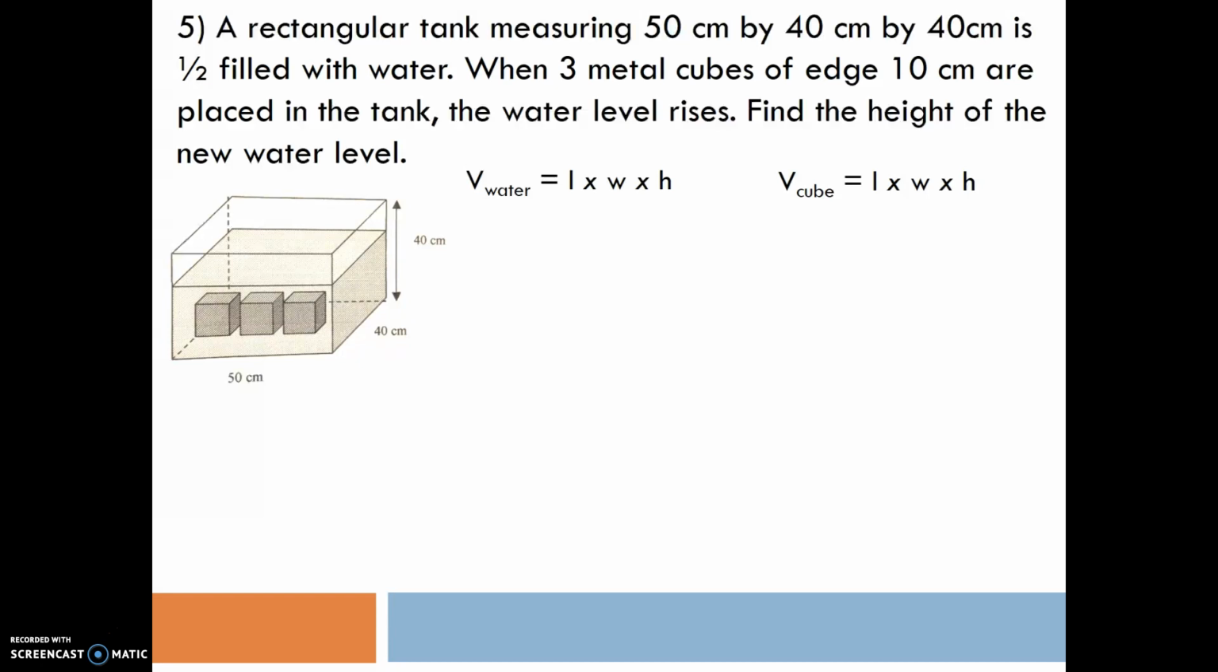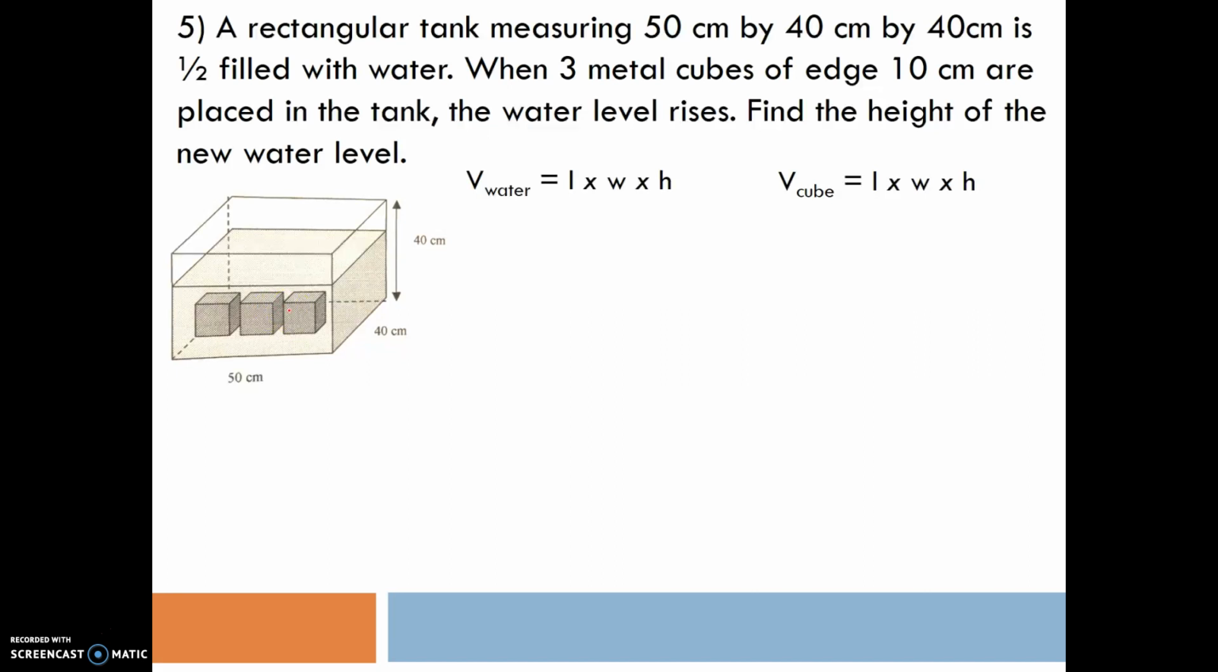Find the height of the new water level. I'm just thinking through this problem, and I'm noticing that I already know the volume of those 3 cubes, because we just figured that out in the last problem. If they're 10 centimeters each for each edge, that means they're going to be 10 times 10 times 10, which will be 1,000 centimeters cubed each. There are 3 of them, so that means I have 3,000 centimeters cubed in there with the cubes.